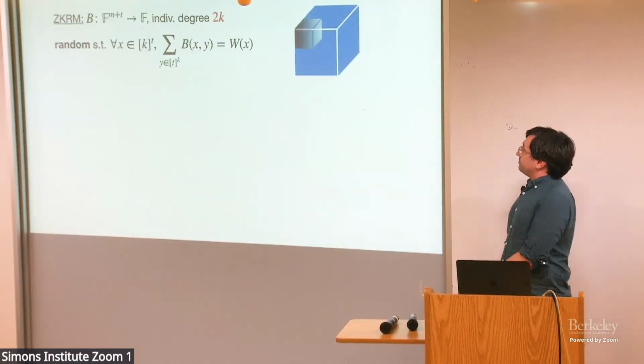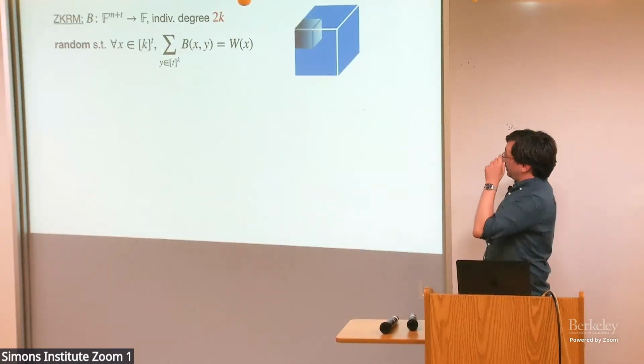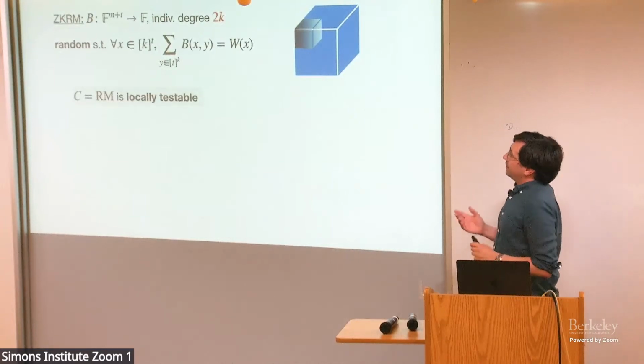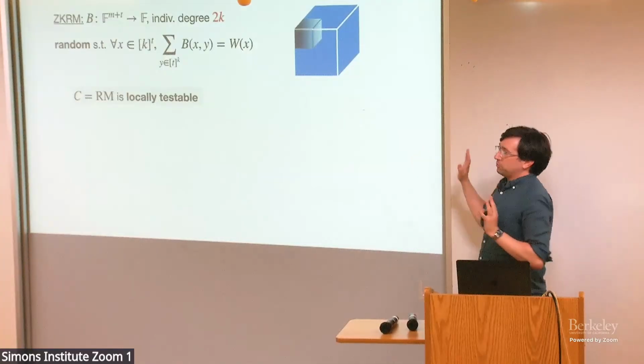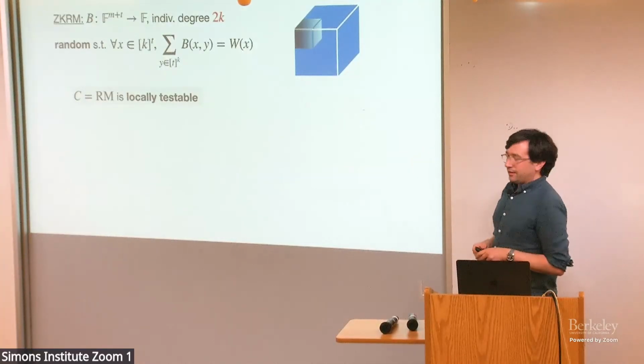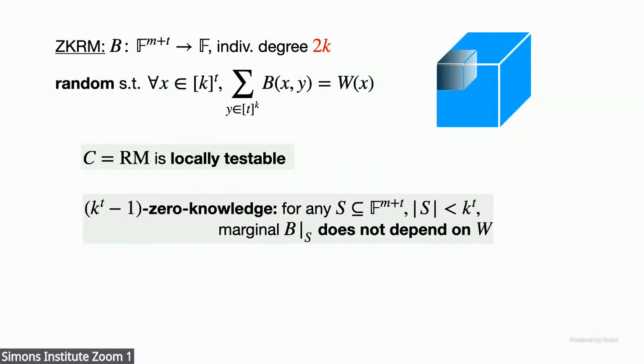Okay. So good. So this is the encoding. What are its properties? Well, firstly, it is locally testable because it's just a Reed-Muller code, right? It's like a Reed-Muller code with a weird encoding function. So that's fine. The second thing to note is that it is k to the t plus 1 zero knowledge.